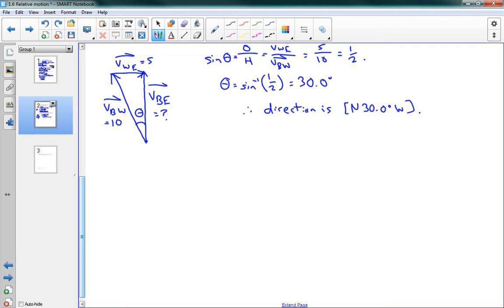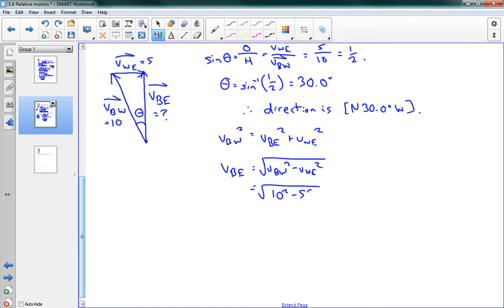Now the next part is how fast they need to go. So again, using Pythagoras, we have the hypotenuse squared is equal to the first side squared plus the second side squared. If I want to find velocity of b relative to e, it's the square root of this. And then I can fill in my values. I have 10 squared minus 5 squared. This gives me root 75, which is equal to 8.66 kilometers per hour.